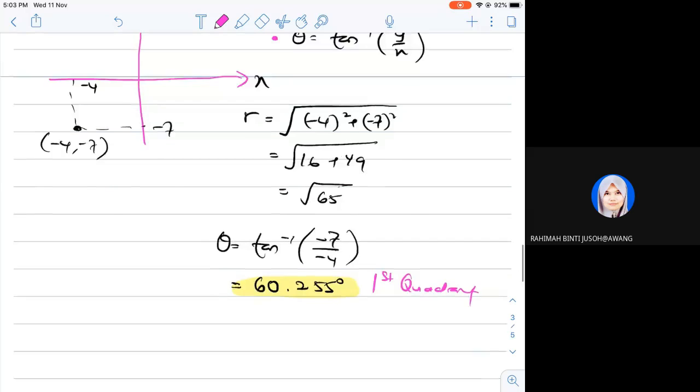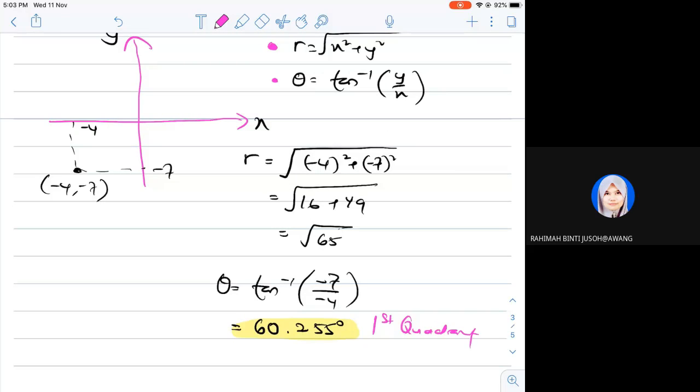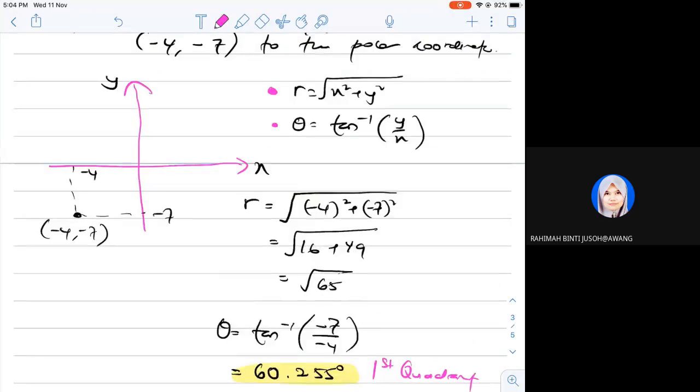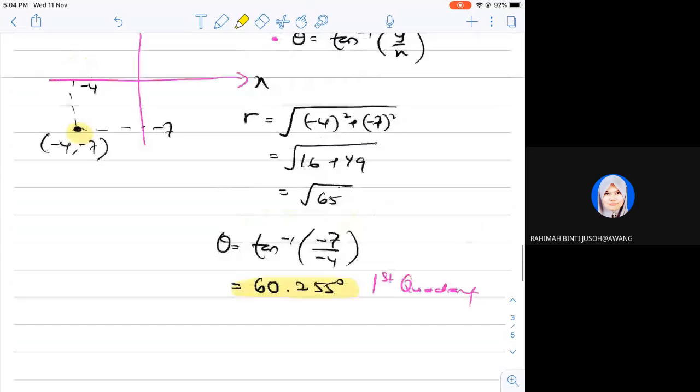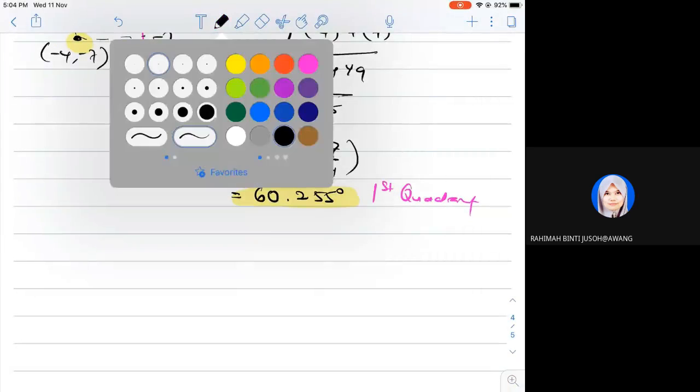However, guys, if you answer 60.255, your answer is wrong, because the position of our coordinate is in the third quadrant. That's why I ask you to plot the coordinate first. Then we know the real position of the coordinate. So how do we find the angle for this position in the third quadrant? Plus 180. Yes, very good.